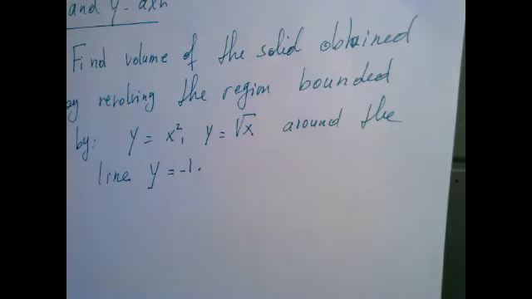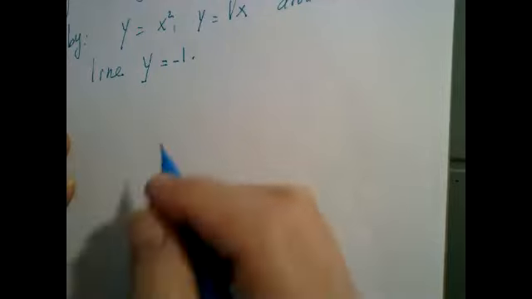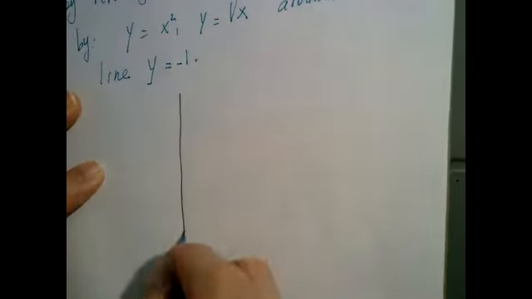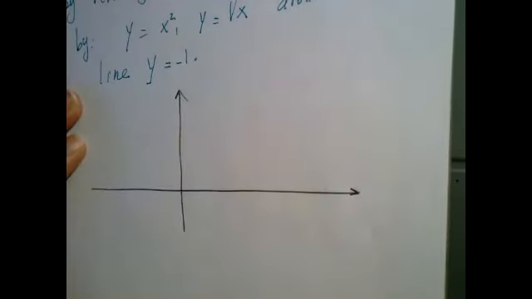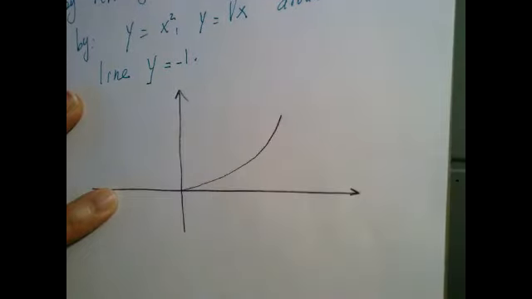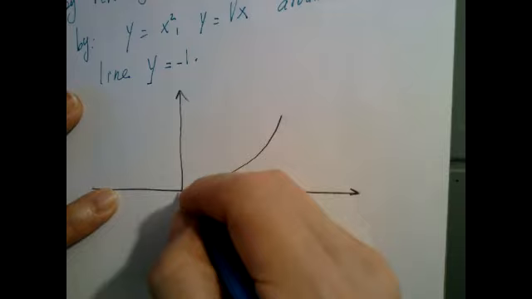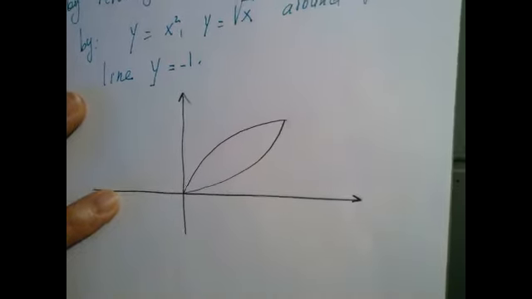That's the problem. So we're going to draw the picture a little bit. Instead of doing the x-axis, I'm actually dropping down the axis of rotation. It will be the line y equal -1. So let me start by drawing. The curve y equal x squared, we all know that's a parabola going up like this. Y equal root x, that's a parabola toward the x-axis. So this is my region.